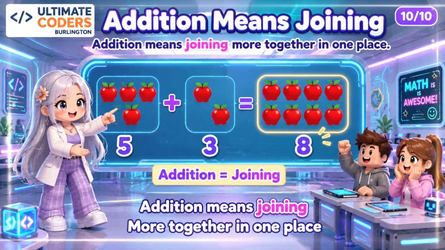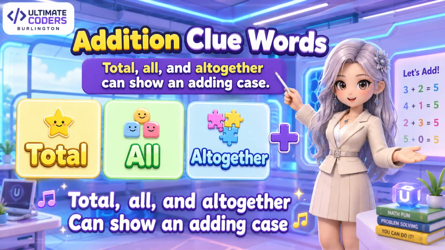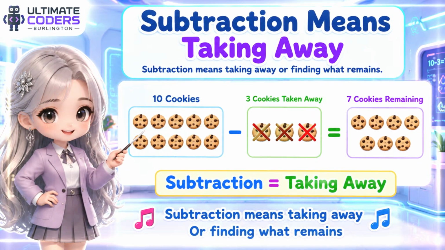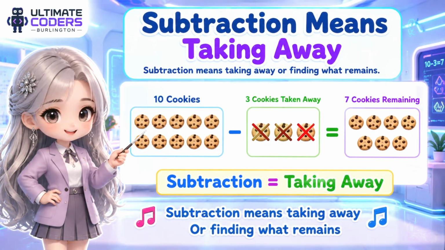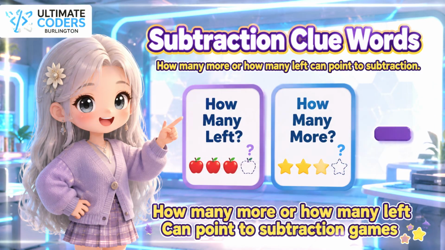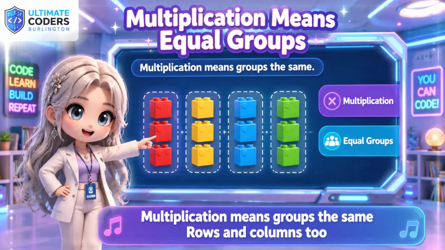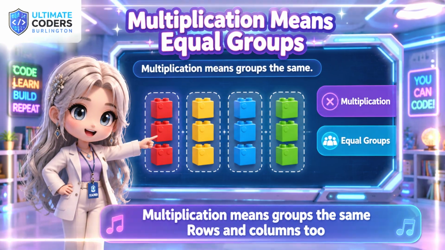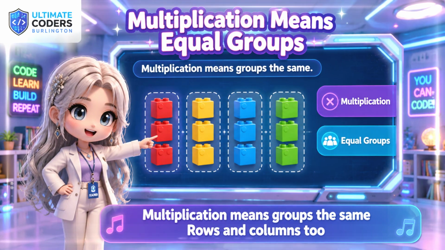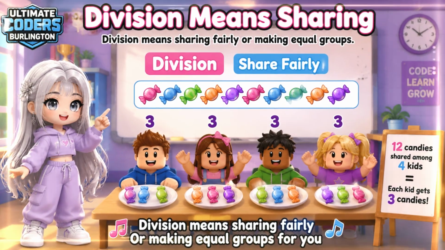Addition means joining more together in one place. Total, all in all, together can show an adding case. Subtraction means taking away or finding what remains. How many more or how many left can point to subtraction games. Multiplication means groups the same, rows and columns too. Division means sharing fairly or making equal groups for you.